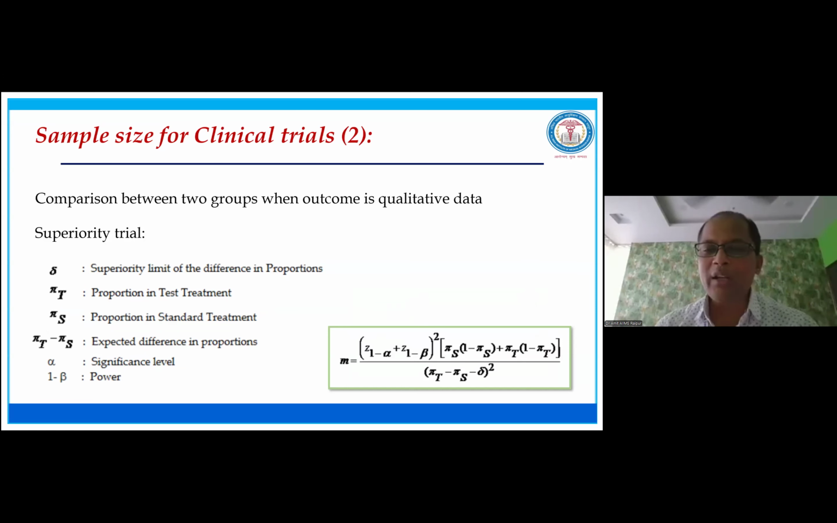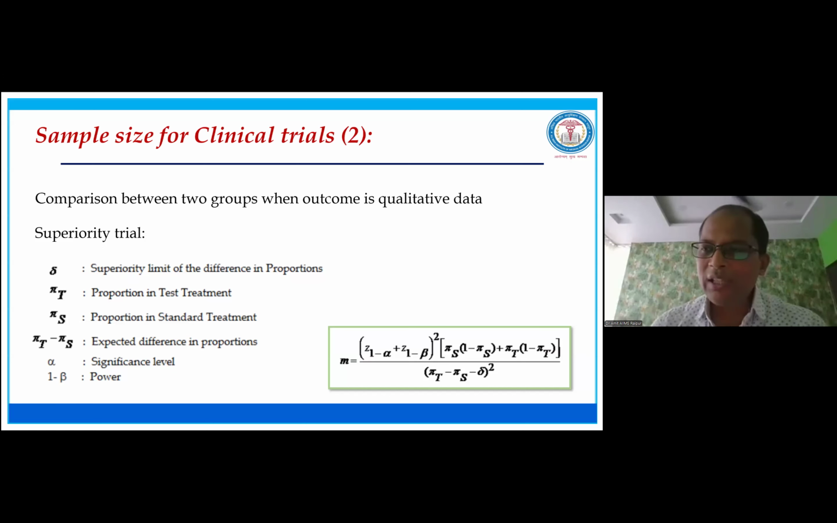For example, if we are testing a vaccine and we just want to find out the proportion of participants who develop the disease at the end of 2 years. In the placebo or standard preventive care, it is 40%, and in the vaccination arm, it is just 30%. So there is a 10% reduction in one study. Whether that 10% is clinically significant or not, we have to decide, and we have to fix the superiority margin for sample size calculation.